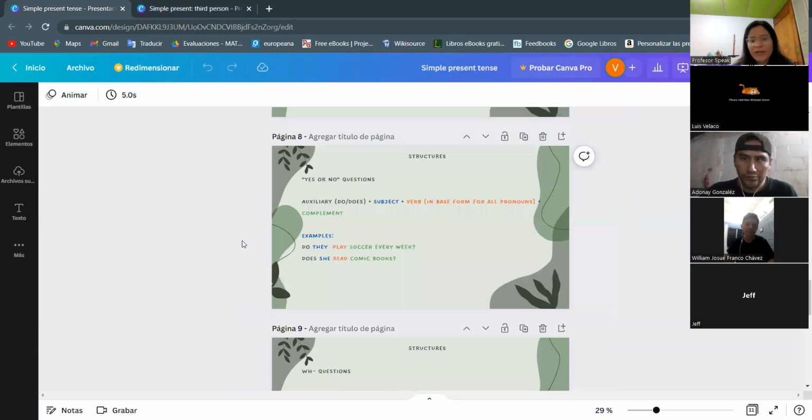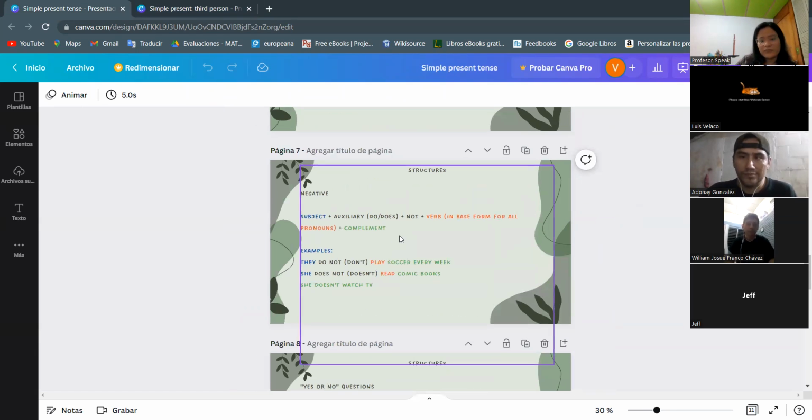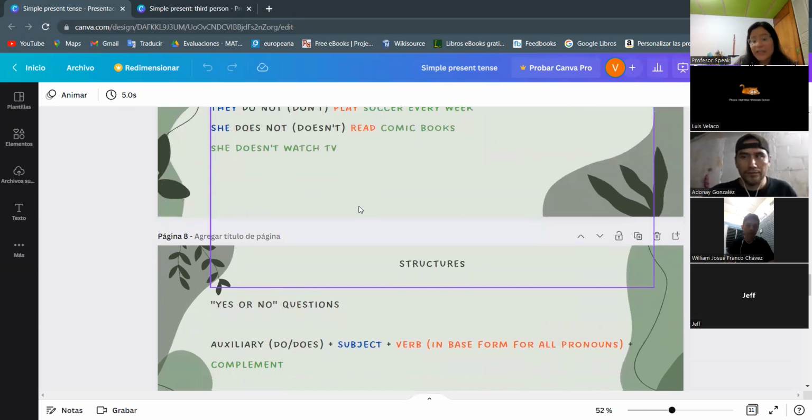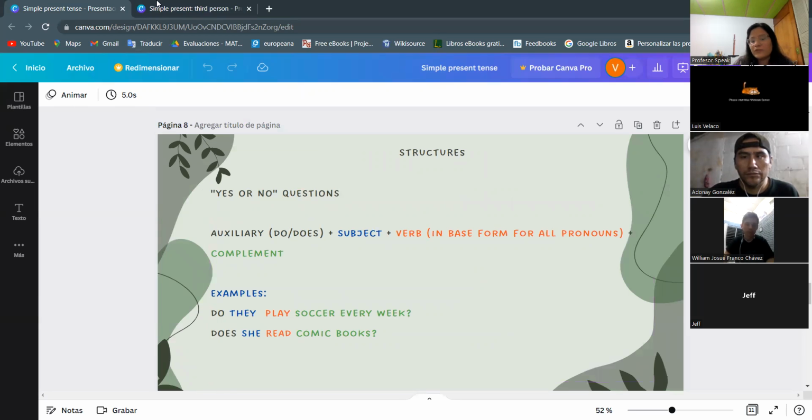That if you guys remember, for the negative sentences, we had the auxiliaries, do and does. We use the verb in the base form. We don't modify it for a third person because we have the auxiliary. Same thing happens for the questions. If we have the auxiliary, we don't have to modify the verb. All right.